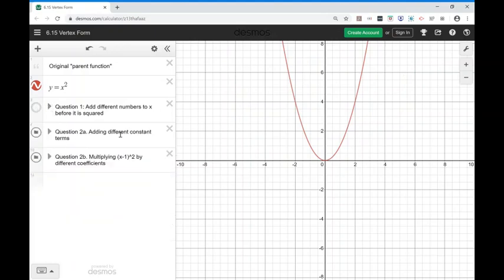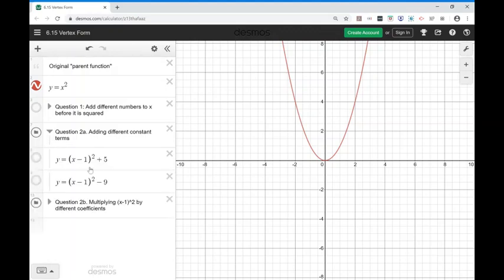All right, another thing you saw happening in our vertex form was that we could add numbers after squaring. So that looks something like this, where we have y equals x minus 1 squared and then adding a 5 after that. That would look something like this. So this went up by 5, but we can take a look at what the vertex is and see that the vertex is 1, 5.